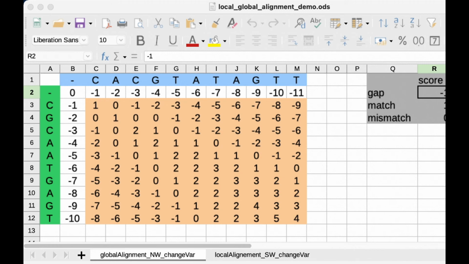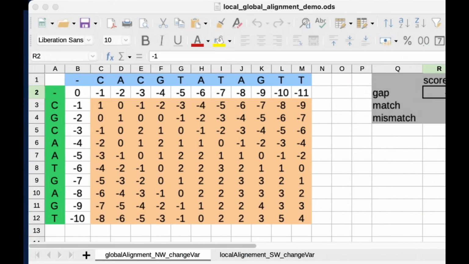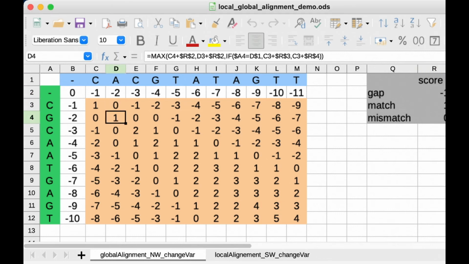So we can recreate this same kind of square in a spreadsheet. And so let me just show you what that looks like. You can go ahead and change these things here. So you'll see that in these squares here, I hope you can see them.